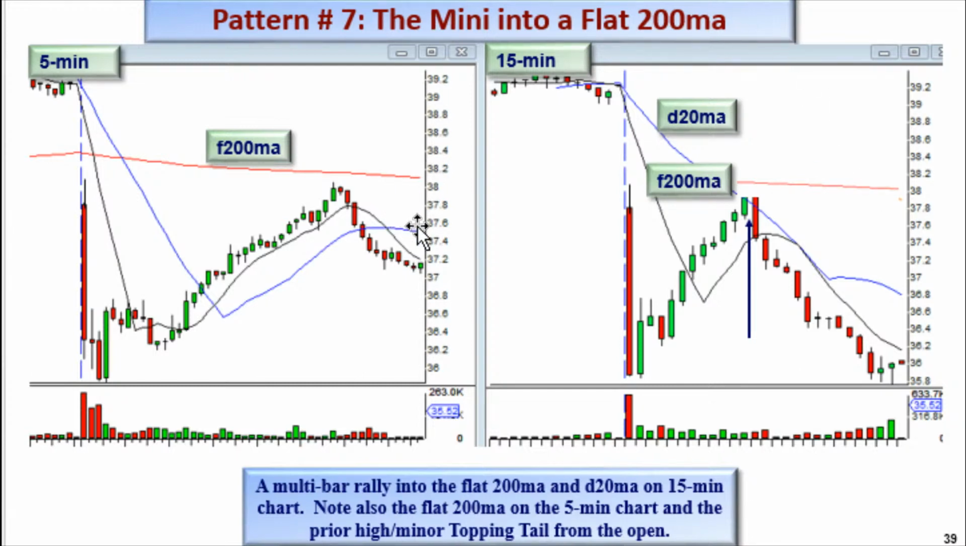Multi-bar move up into a flat 200 on the 15 and into a flat 200 on the 5. Beautiful. That's a short under the green bar's low and into the declining 22. Under the green bar's low, stop above, target. If it's just a pivot, you can target the low of the day. In this case, my target was right here or right there. It continued much lower, but I was already out. Okay, beautiful. This is what I call the mini into a flat 200, and that's pattern number 7.